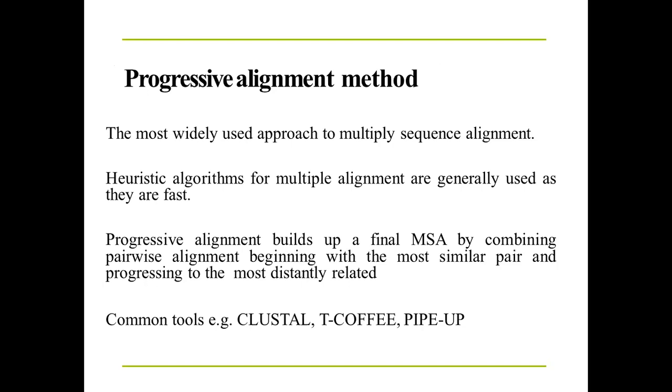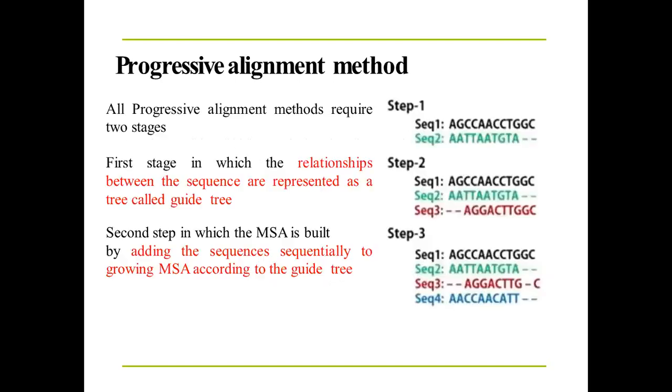Progressive alignment builds up to a final multiple sequence alignment by combining pairwise alignments, beginning with the most similar pair and progressing to the most distantly related. T-Coffee, Clustal W, and PileUp are considered the most reliable software based on the progressive alignment method.